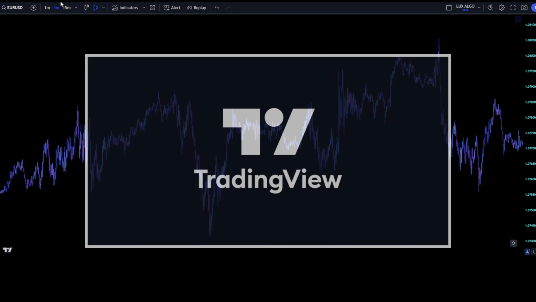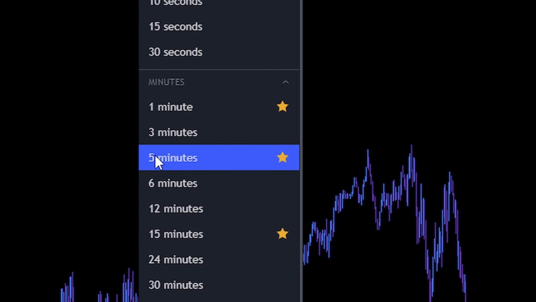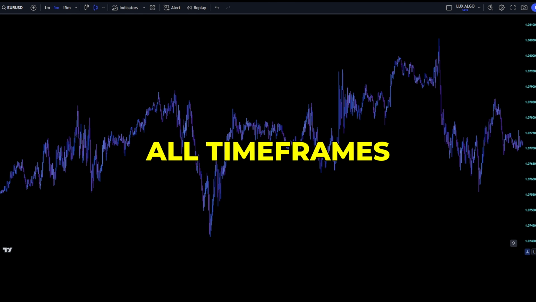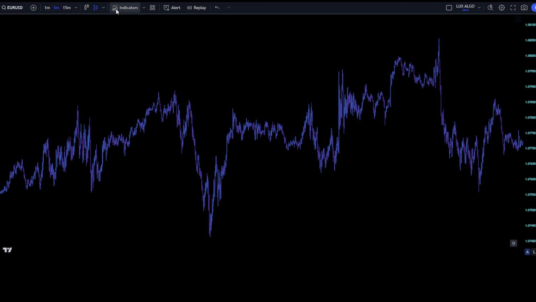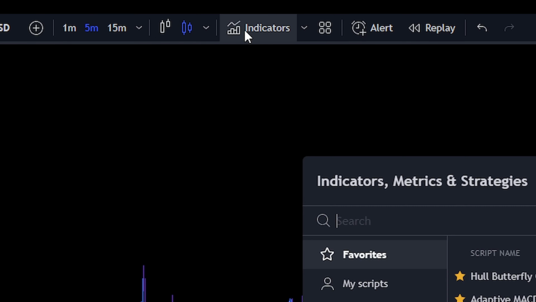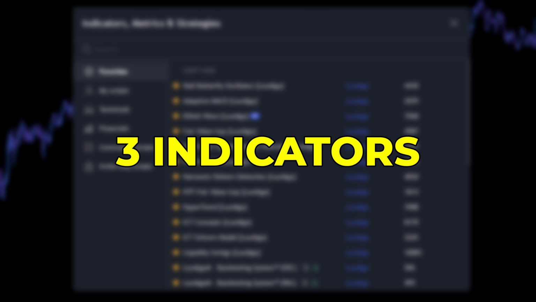Okay, so first of all, let's open TradingView and set the time frame to 5 minutes. This strategy can be used on all time frames, including a daily chart. The next step will be to click on the indicators window. Now we're going to need to add 3 indicators to the chart.